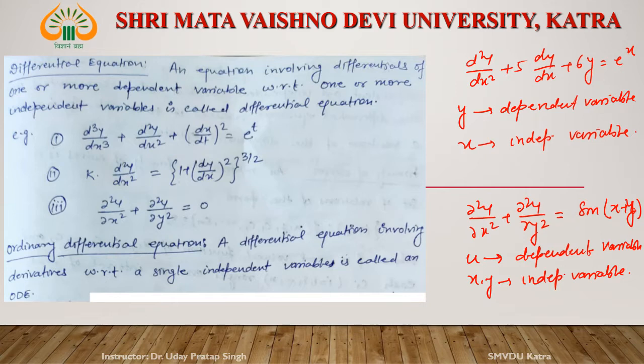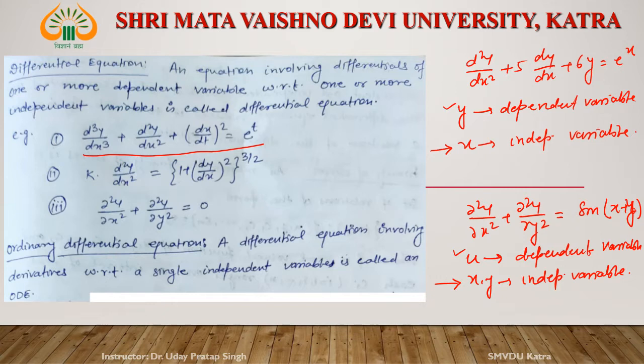What is a differential equation? An equation which involves derivatives of a dependent variable, so y or u, with respect to one or more than one independent variable. Here x is one independent variable, and here x and y are more than one independent variable. If the derivative of a dependent variable with respect to one or more independent variables is involved in an equation, then such an equation is known as a differential equation. Okay. For example, let us see this example.